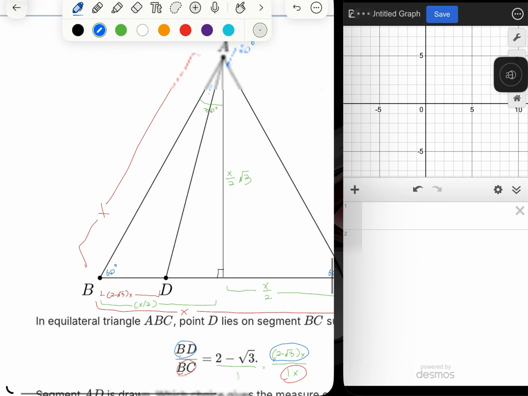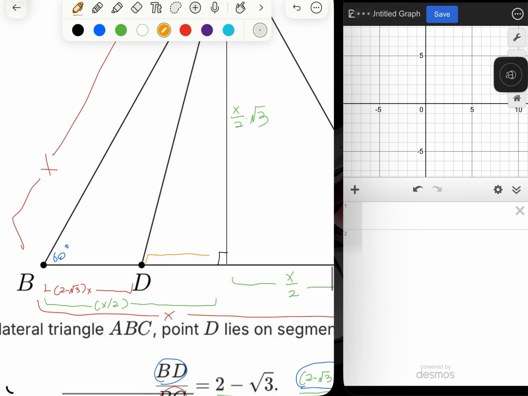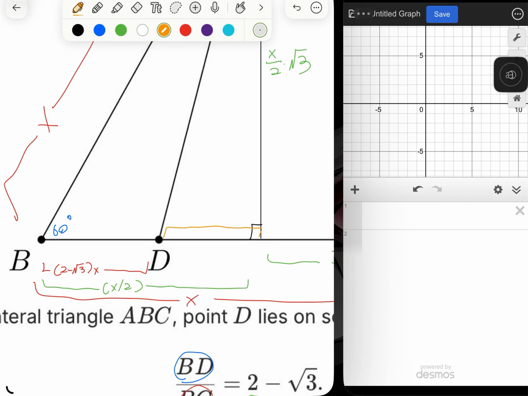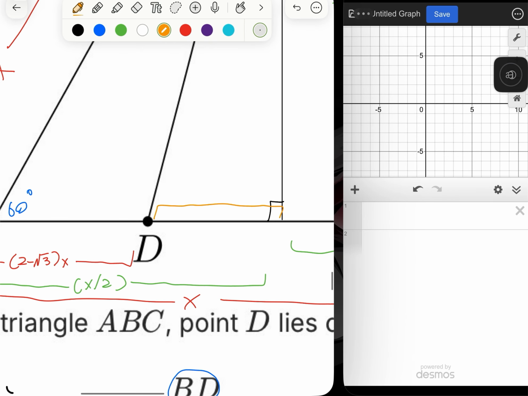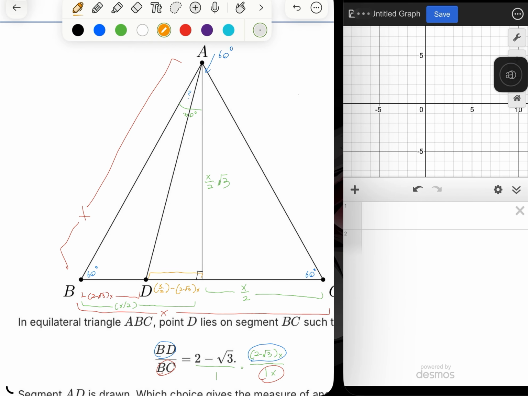All right, now, how about this side? Well, if this entire thing is x over 2, and this is that, then this is going to be a difference, right? So this is going to be x over 2 minus root 3 over 2 x. Now, why is this useful?